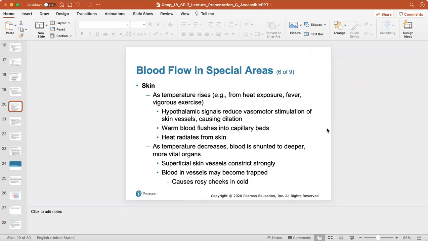So for example, as temperature rises, such as from heat exposure, fever, or exercise, you have hypothalamic signals in your brain that reduce vasomotor stimulation of your skin vessels. And this causes dilation. So warm blood flushes into the capillary beds to try to get heat to radiate from your skin. And as temperature decreases, blood is shunted to deeper, more vital organs. Superficial skin vessels can constrict strongly, and blood in the vessels may become trapped, causing rosy cheeks in the cold, for example.